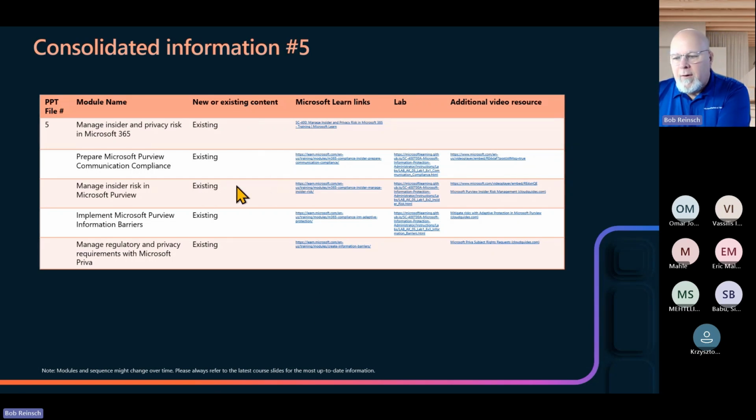Anyway, yeah, you can go through and take a look at insider risk, information barriers that you might encounter. You can try and reduce some of those with adaptive protection. And then you can also work with regulatory and privacy requirements.